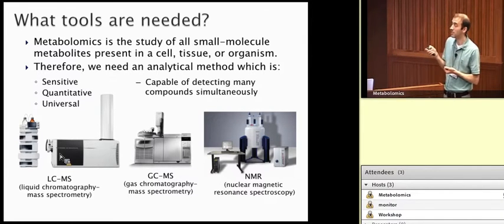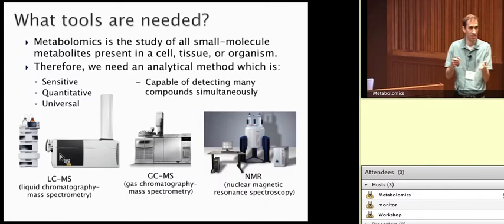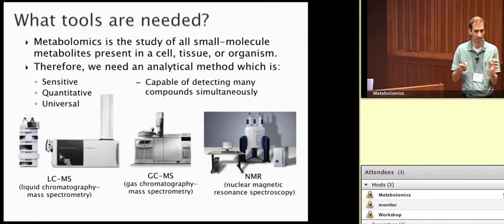We need something that's universal. We don't want an assay that's very specific to a particular metabolite and doesn't let you look at the other metabolites that are there. If not, then why wouldn't you just do a biochemical assay, an ELISA or something? We want it to be capable of detecting many compounds simultaneously. That's what we're saying here. Same sort of thing as universal.